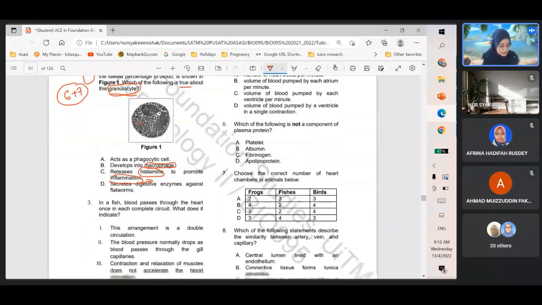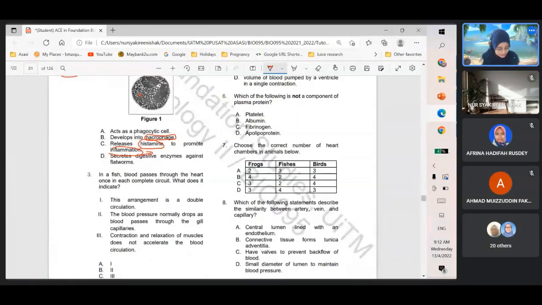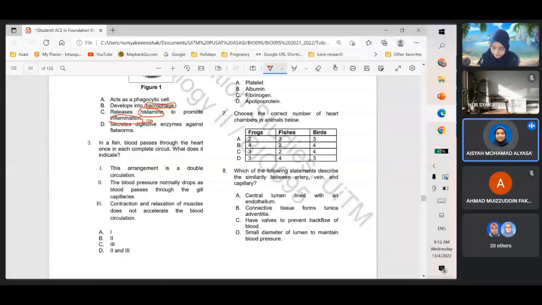So the next person can, Aisha, please. In a fish, blood passes through the heart once in each complete circuit. What does it indicate? My answer is D, 2 and 3, because a fish is a single circulation, not double circulation. Okay. What does it indicate? Jawapan awak apa tadi? D, 2 and 3. 2 and 3.